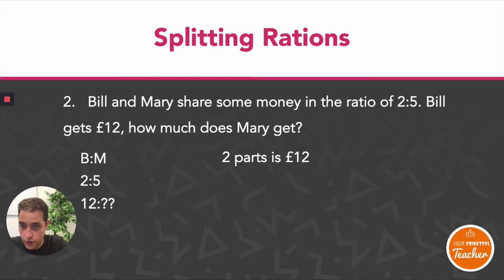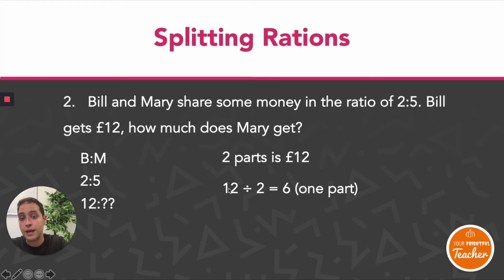So here's how you do it. If 2 parts is 12, then how much is 1 part? Well, we simply divide that value by the total parts in question. So 2 parts is 12, so that means 12 divided by 2 gives us 6, which is 1 part.